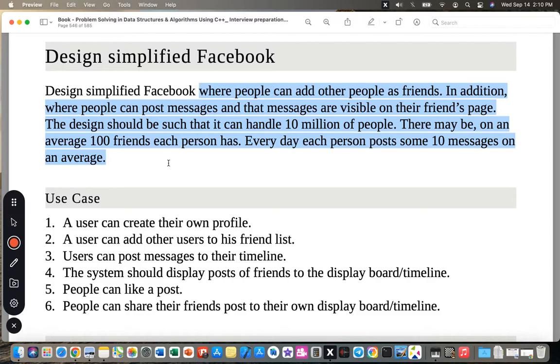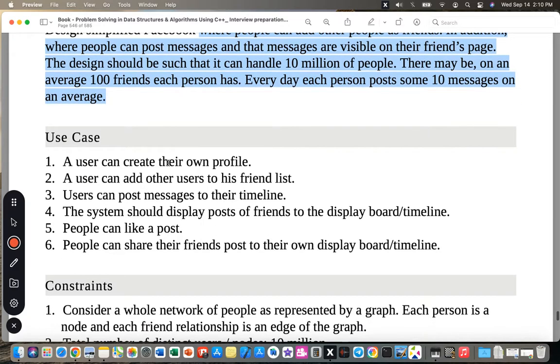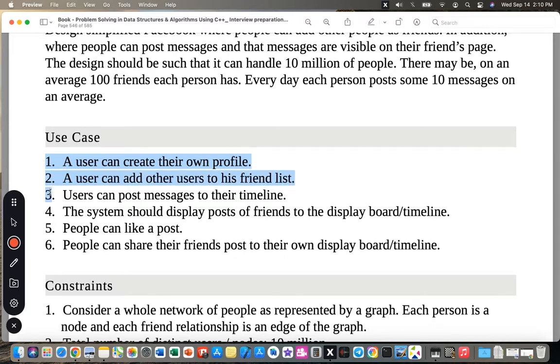So the first stage is the information gathering stage, or use cases. A user can create their own profile. A user can add other users as a friend to his or her friend list. Users can post messages to their timeline. The system should display posts of friends on the display board timeline. And people can like a post, and people can share their friends' post to their own display board timeline. It is simplified and doesn't cover all the Facebook features. That's very clear, right?